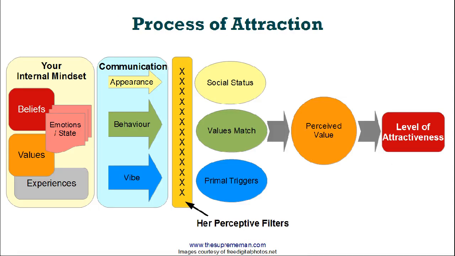So the process of attraction. Now you can probably see the previous two elements here where at the point in the orange circle she perceives value. But let me just draw your attention to the series of X's or crosses. This is what, in this model, I am calling her perceptive filters.